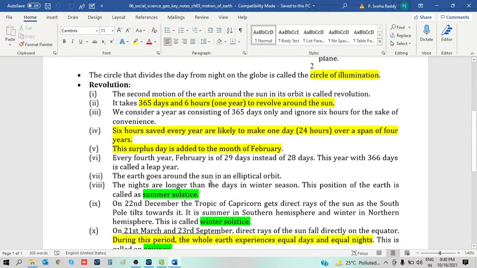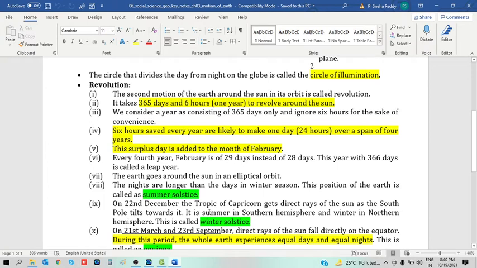The earth goes around the sun in an elliptical orbit. The nights are longer than the days in the winter season. This position of the earth is called the summer solstice in the southern hemisphere. But in the northern hemisphere, during the summer solstice, the days are much longer than the nights. That's opposite between the northern hemisphere and the southern hemisphere. On June 21st the summer solstice occurs.